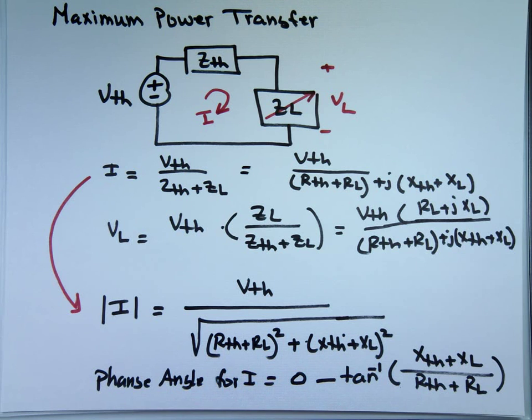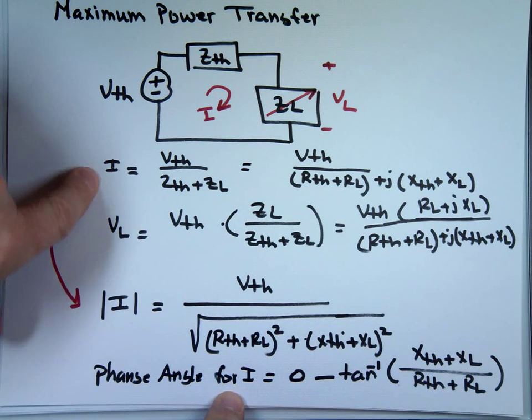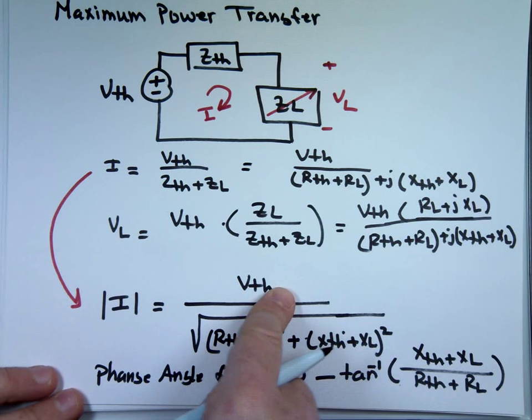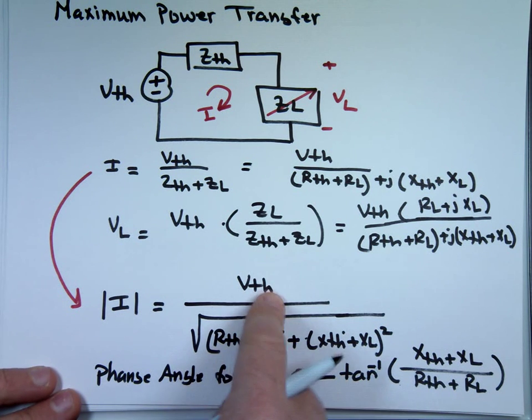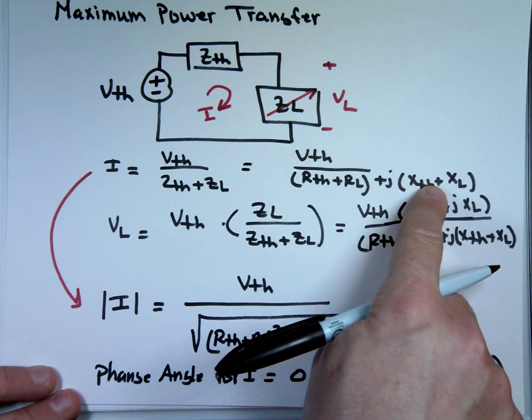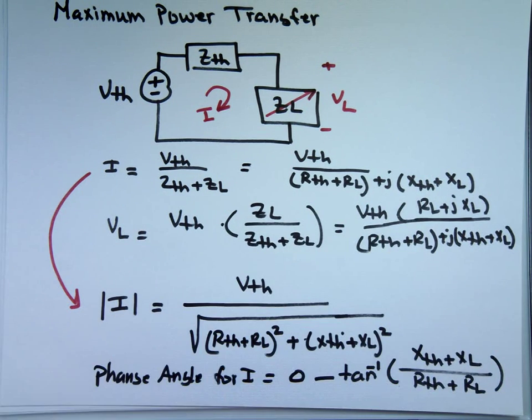That's the phase angle, the angle for this current, for I. We're going to do the same thing for V. It says 0 minus, because the top has no angle. It's the angle of the top minus the angle on the bottom. The top has nothing. The bottom has the inverse tangent of this over that.